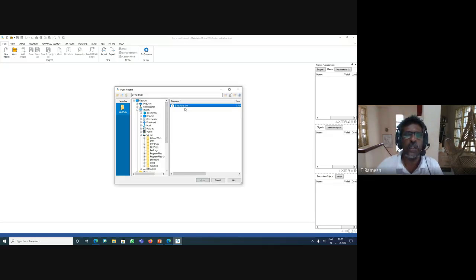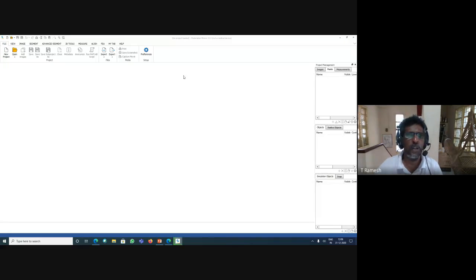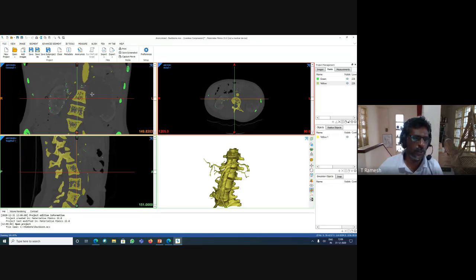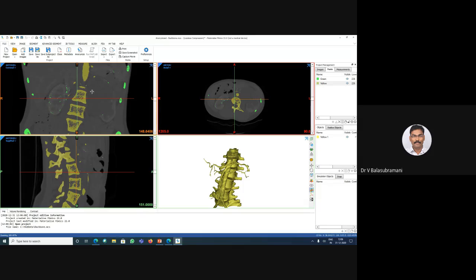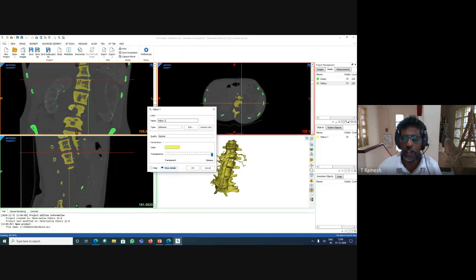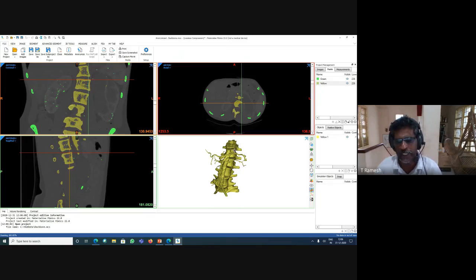I think I'll load a small one. So this is a CT scanned image. There is a backbone. It's a 3D model. Now, you see the complexity of this model.